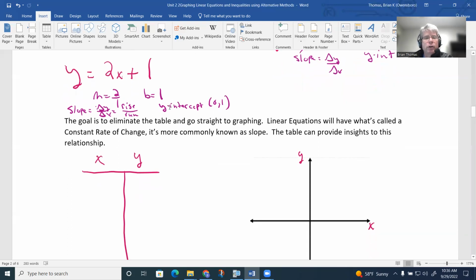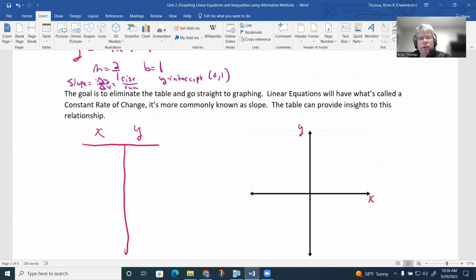So if I go over here to my graph, I can see that I can make some tick marks here. Don't need many. Just make a few. There's not much going on with this graph here, so we don't have to do a ton of it. So that's how my y-intercept was 0, 1.